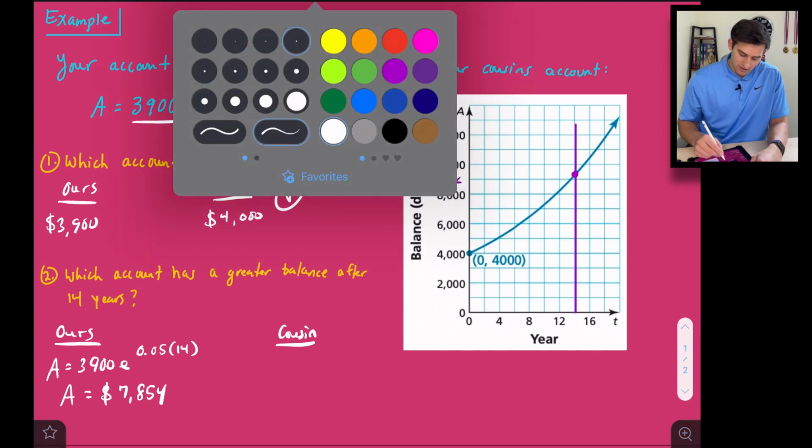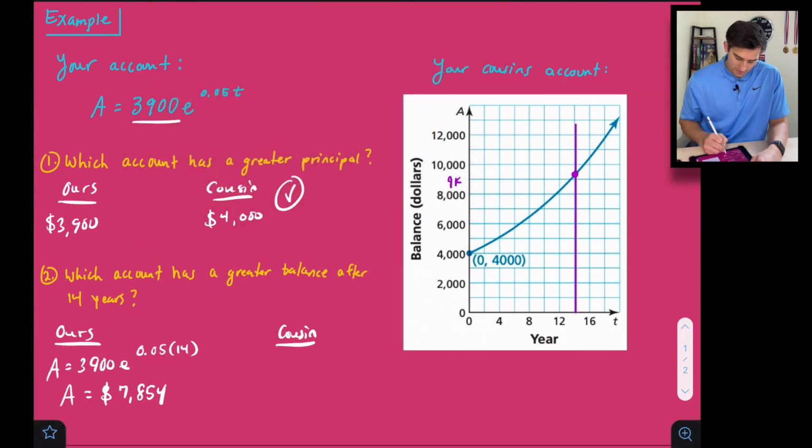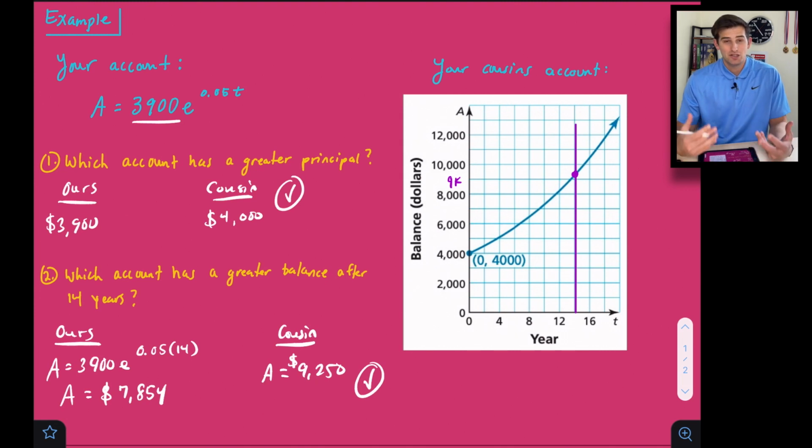So let's just say that our cousin has a balance of, let's say the amount would be $9,250, right? Just approximating that there. But we do know that it is higher than 9,000, which tells us, once again, our cousin will have the greater balance, okay? And so that's how we can use the continuously compounded interest equation of A equals P times E to the RT.